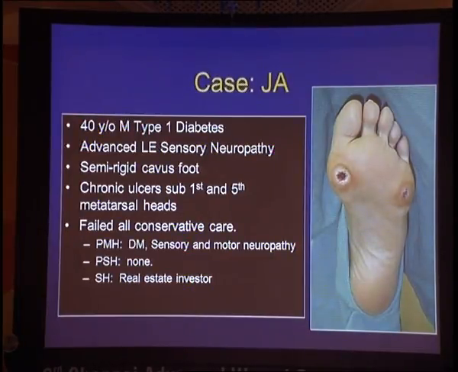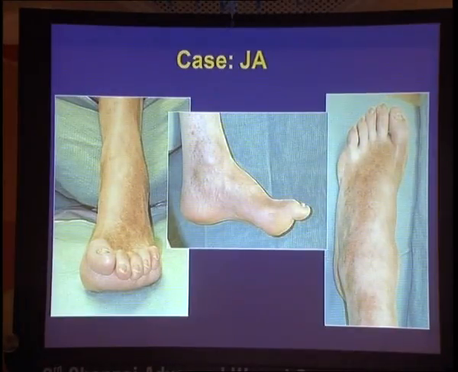So we really, in the select patient who has repeat ulceration, who has severe foot deformity, we've gotten very aggressive now surgically to address that deformity. So lots going on here for this patient. 40 years old, diabetes type 1, advanced neuropathy. This patient is numb from the knee down, cannot feel any sensation or pain, has chronic ulcerations underneath the first and fifth metatarsals.